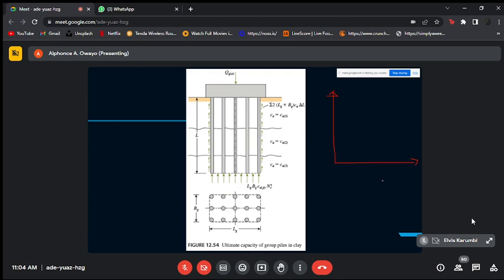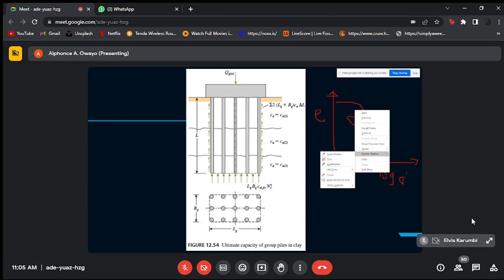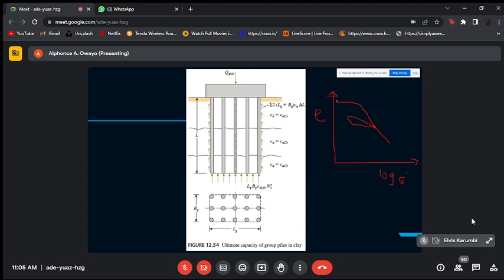So we have log sigma. Is it log sigma? Yeah, and e, yes. Log sigma and e. And we have this nice curve here, the consolidation curve, which sometimes you can do unloading, reloading. And that's the curve nonetheless. And then if you want to find the pre-consolidation stress, you draw this. Okay, this is the simplest way to do it. And this is sigma P.